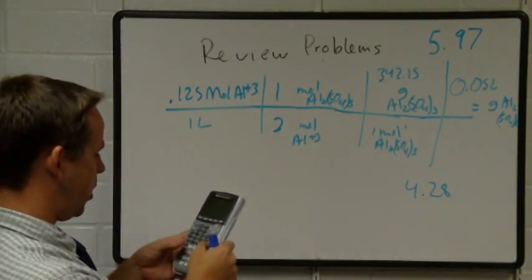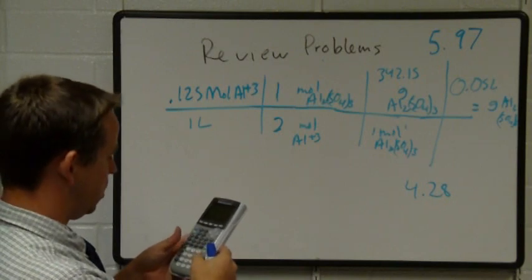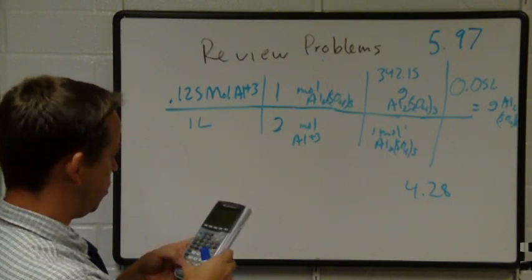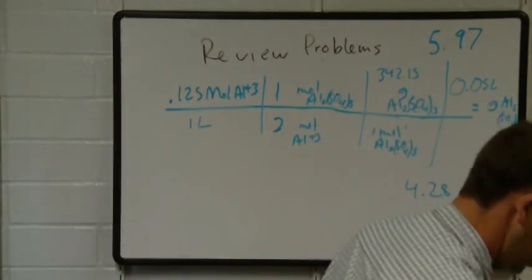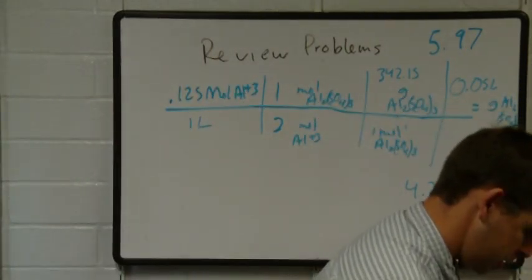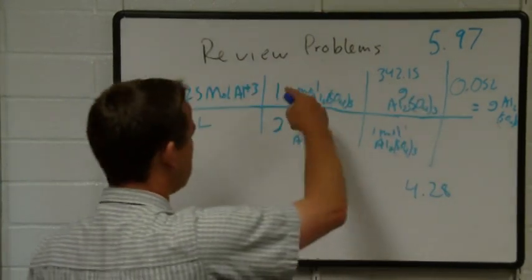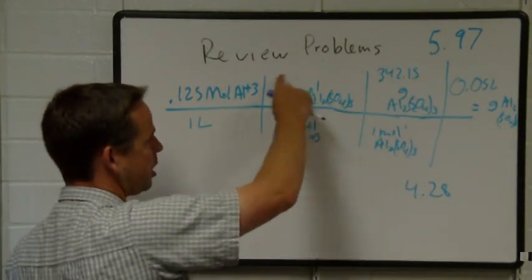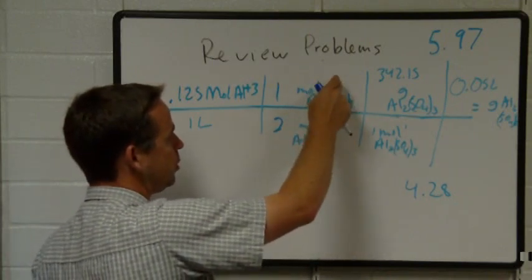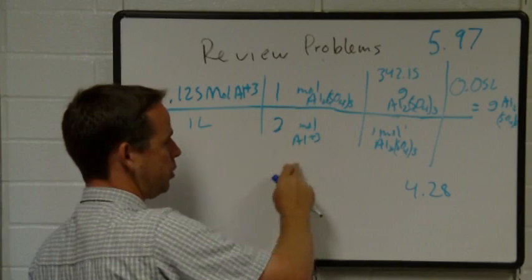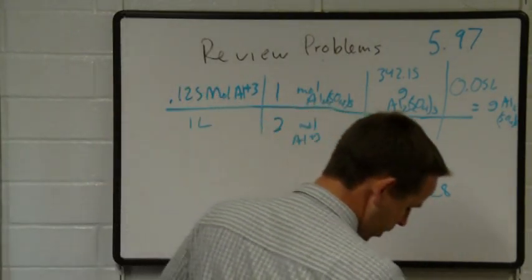0.125 divided by 2 times 0.05 times 342.15. All right, so that gave me 1.06, 1.07. Yeah. Okay. So that was my mistake. We have to pay attention to that too. For every mole of aluminum sulfate, you have 2 moles of aluminum there. All right. Good. 599.